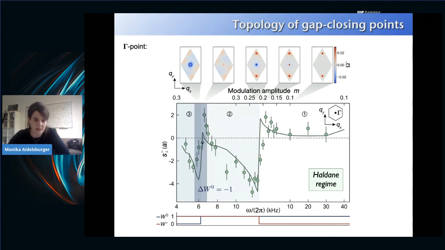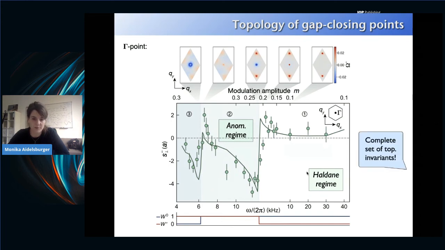And the reason why, despite the fact that these two flips look the same, we have different changes in the winding number, is because we have to always define it with respect to the band that lies below the gap closing point. And here in this measurement, we have chosen to measure the lowest energy band. Okay. So from these two combinations, the energy gap measurement and the deflection measurement, we are able to extract the full set of topological invariants, which are the winding numbers, which allow us to identify that in the large driving frequency limit, we are in the Haldane regime, and for lower frequencies, we enter the anomalous regime.